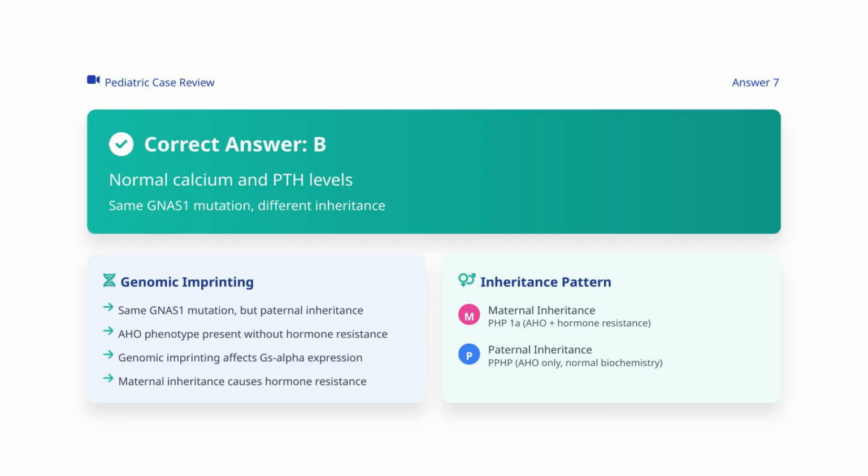Pseudohypoparathyroidism involves the same GNAS1 mutation but inherited paternally. Patients display Albright hereditary osteodystrophy features without hormone resistance, maintaining normal biochemistry. This occurs through genomic imprinting, where GS-alpha expression is tissue-specific based on parental origin. Maternal inheritance causes hormone resistance affecting renal tubules. Paternal inheritance produces only physical features. This demonstrates how genetic imprinting influences clinical expression of identical mutations.